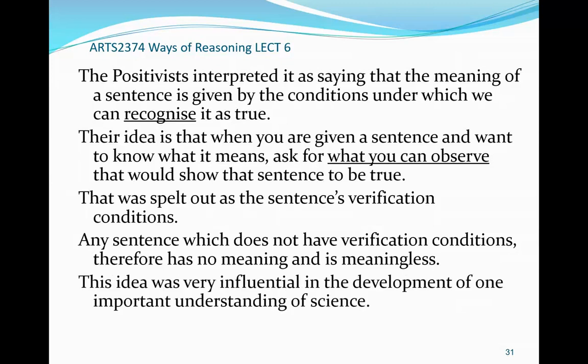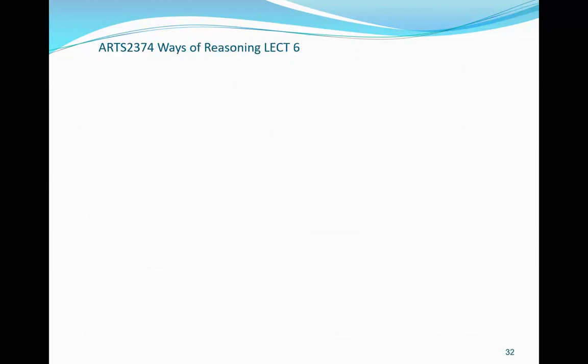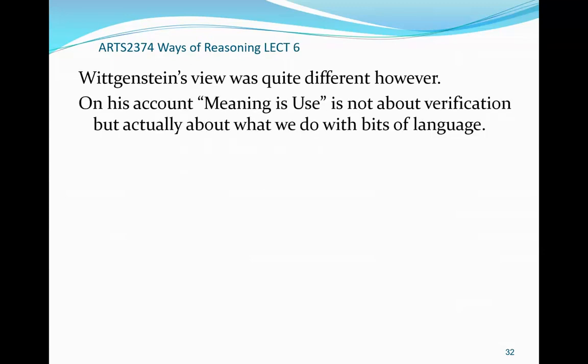And this is the idea that's really influential in developing one important understanding of science. We'll see later in part 2 of this where this goes wrong. Wittgenstein's view was actually quite different. His account of meaning as use is not about verification, but about what we do with bits of language.